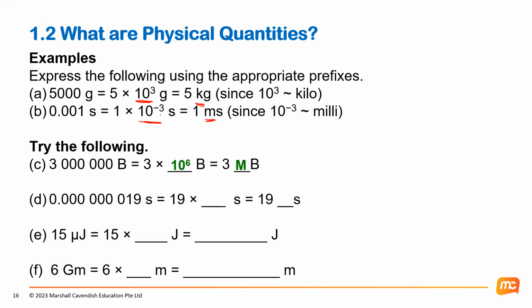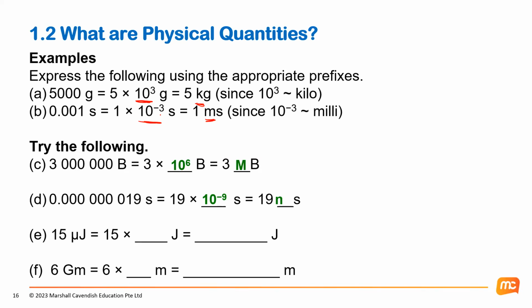Okay, next one, I have 19. I want to change it to 19, and you can see that there are actually 7 zeros before 19. So it's 19 times 10 to the power of minus 9. So if I go back to my prefix, minus 9 stands for nano. So it's actually 19 nanoseconds.